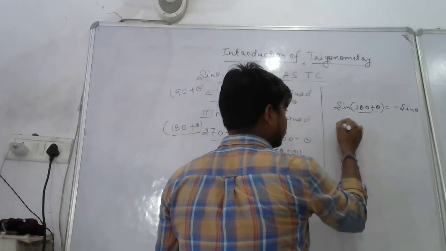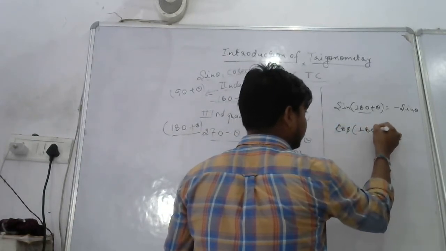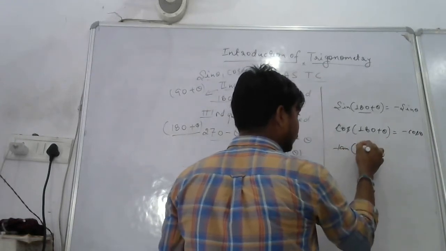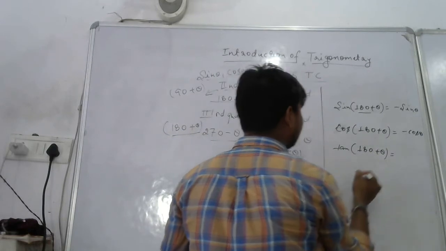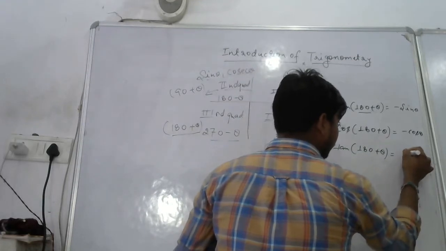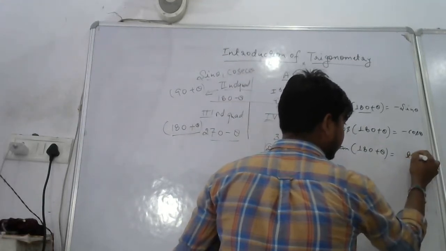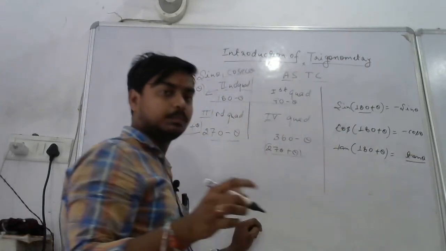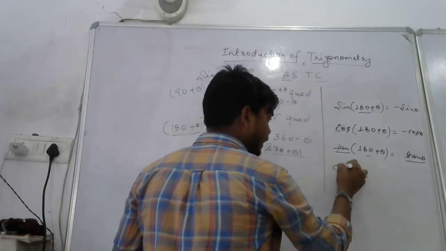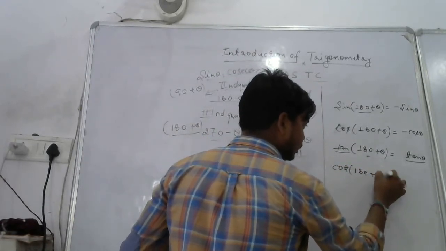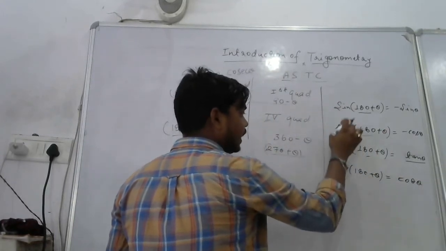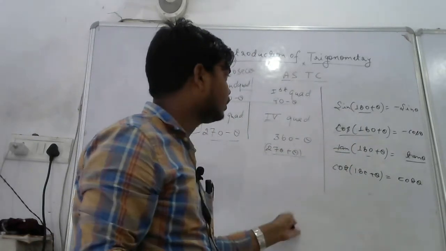Similarly, we can write cos(180 + theta) as minus cos theta. But for tan(180 + theta), which is in the third quadrant where tan is positive, we write tan theta. There is no negative sign for tan because it is in the third quadrant, so tan is positive. Similarly cot(180 + theta) is also positive, cot theta. But cos, sec and the other trigonometric ratios are always negative.